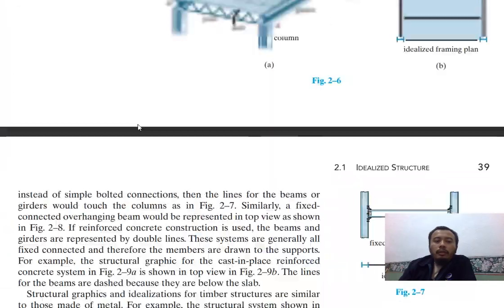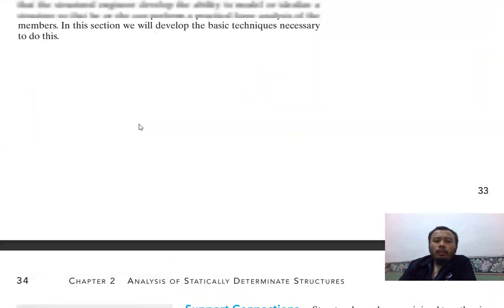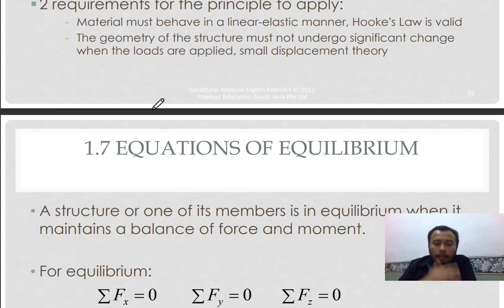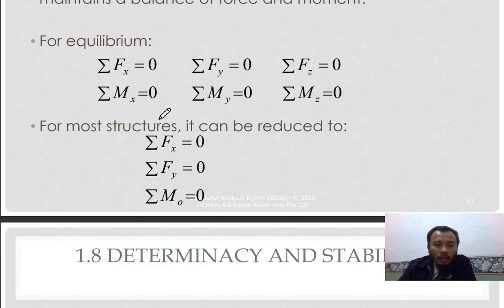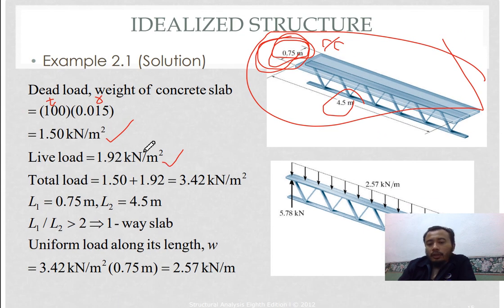Design code is not shown here, but it's okay. So the live load is actually typical for a school or office structure. Floor live load will be given by the design code. So 1.92.